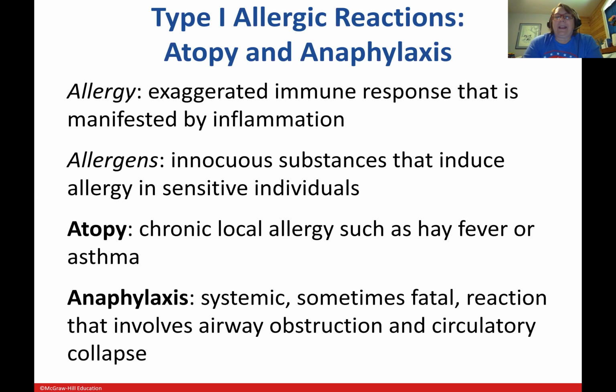So atopy is a chronic local allergy like hay fever or asthma. Okay, so it's something that occurs locally. So even though asthma is severe, it occurs in the lungs, in particular in the bronchi and bronchioles, a particular portion of the lungs, as opposed to anaphylaxis, which is a systemic, sometimes fatal response, typically involving the obstruction of the airway and the collapse of the circulatory system because of the chemical responses of the body to the cytokines that are released during an anaphylactic response.